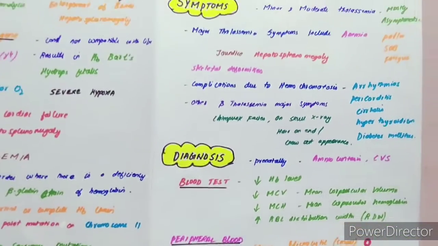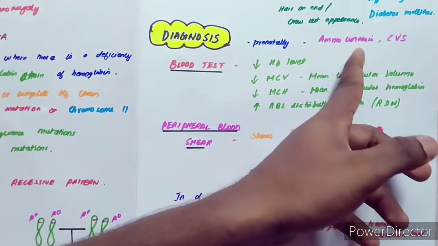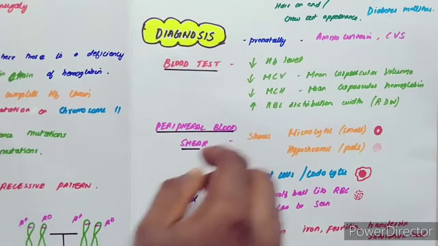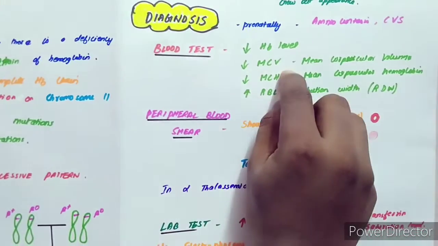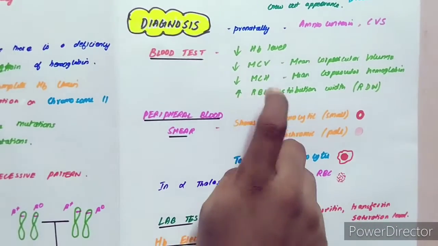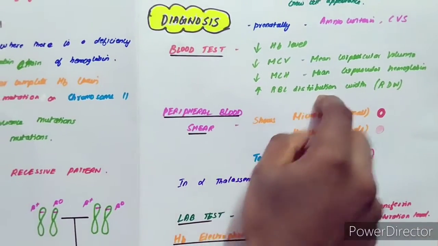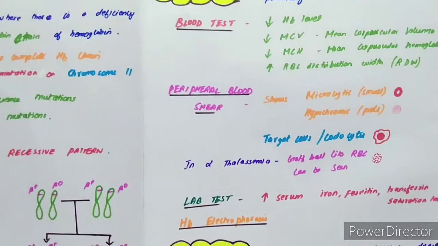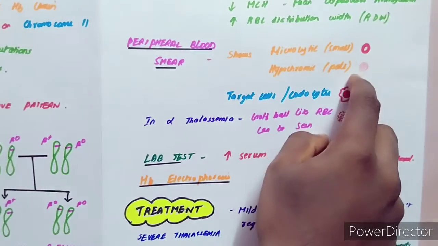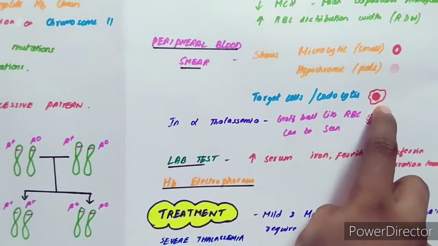Now, how can it be diagnosed? It can be diagnosed first prenatally by amniocentesis or chorionic villus sampling, or in a routine blood test, where you can see low hemoglobin, low mean corpuscular volume, low mean corpuscular hemoglobin, and an increase in the red cell distribution width, that is RDW, where the RBCs are of different sizes. Now, you can also do a peripheral blood smear, which shows microcytic, that is small RBC, and hypochromic, that is pale RBC. Now, target cells or podocytes, which look like a bullseye, you can see this kind of appearance.